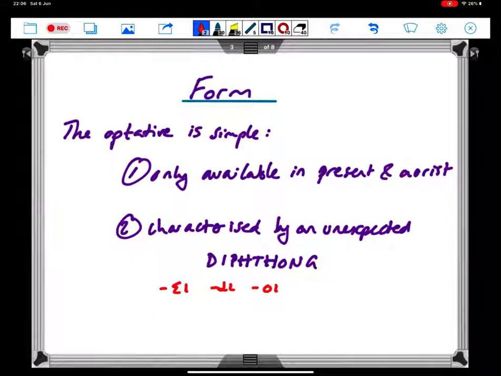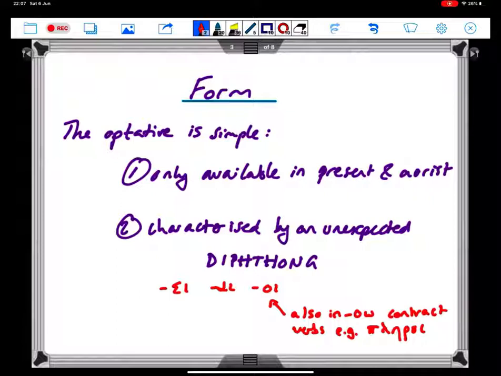You're looking for that diphthong to show you that you've got an optative. You do occasionally see that one in contract verbs, like pleroi. But otherwise, if you get a diphthong in an ending, there's a very high likelihood that it's an optative because you don't get that kind of diphthong shape in other places in a verb. So form-wise, you're looking for a diphthong, but I wouldn't worry about learning complete paradigms.